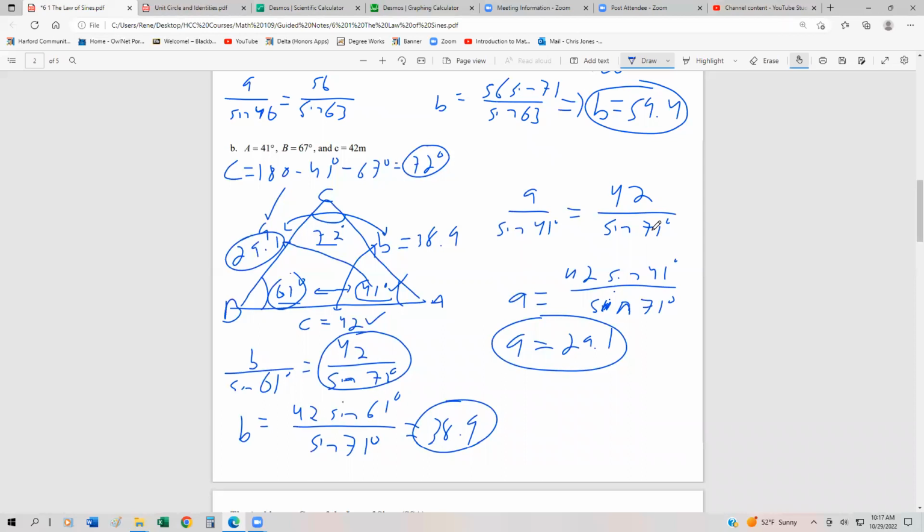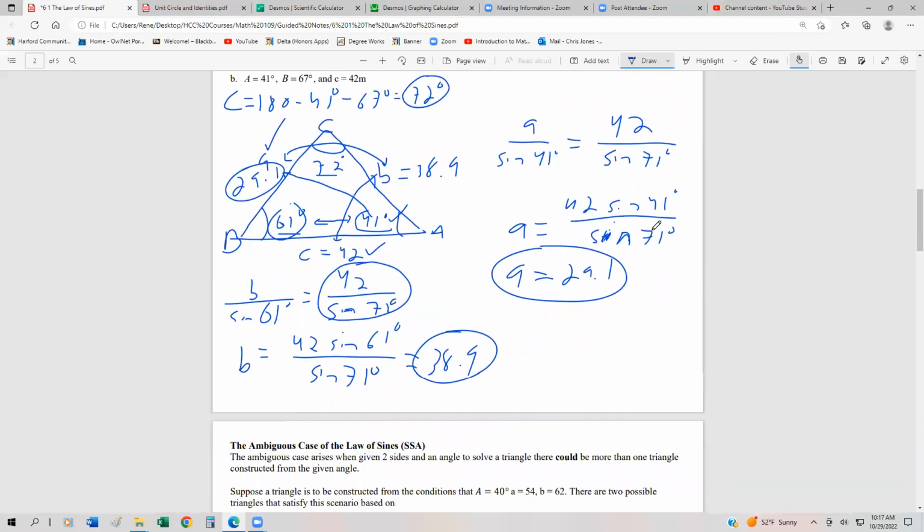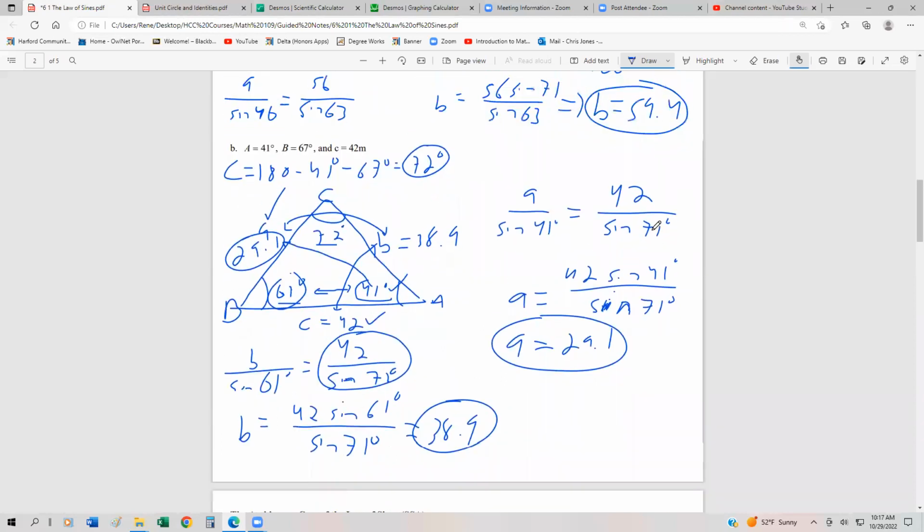It's not meant to be too difficult. In the next video, we're going to start taking a look at ambiguous cases. So what happens when we might have one angle and two sides, and how's that going to affect our process?